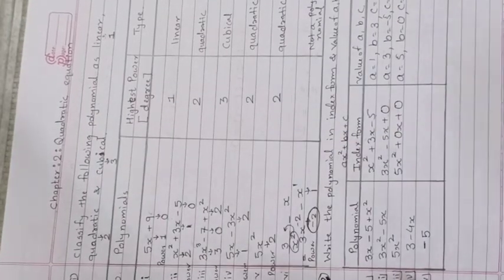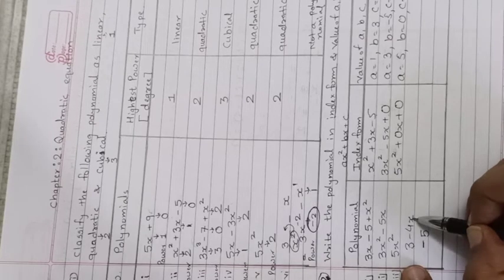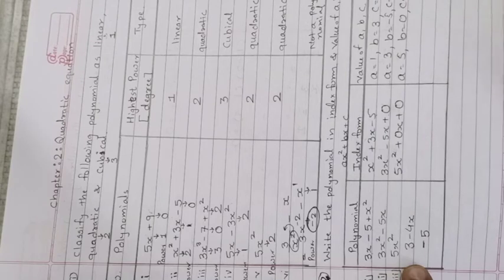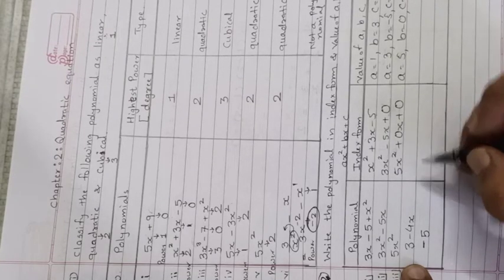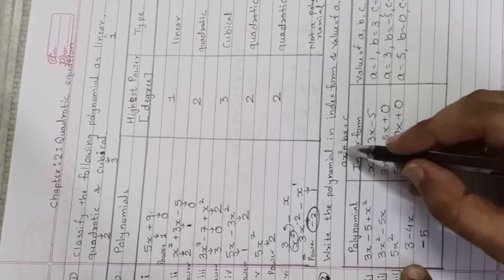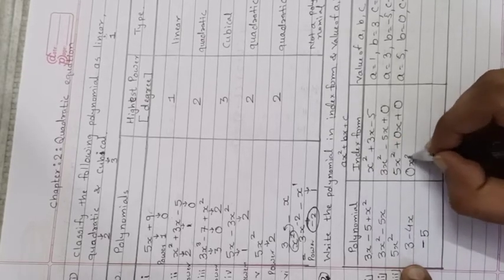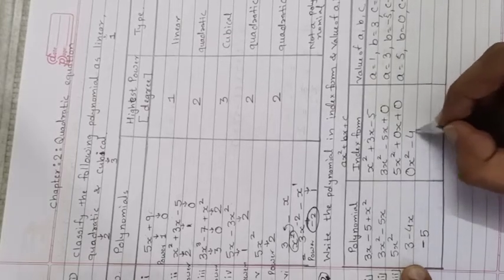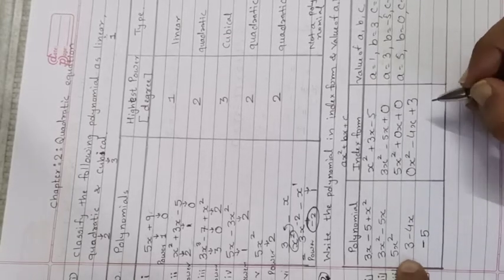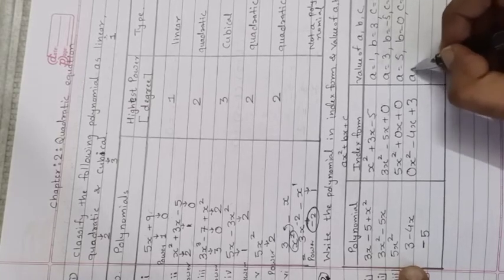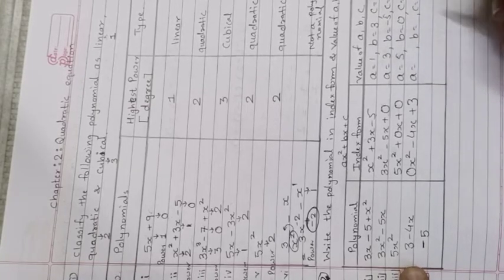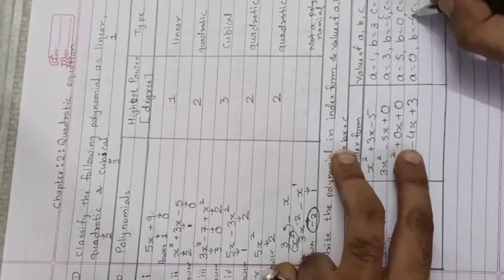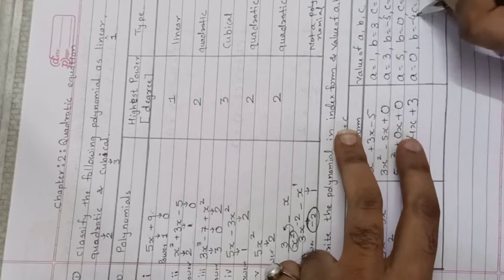Isn't it easy? The next one, 3 minus 4x. First we have to arrange it in index form. Index form means decreasing power of the variable. The highest should be x square, but x square is not there, so we have to write 0x square. Then x should come, which is minus 4x. And then the remaining number, plus 3. Now it's so easy. Can you guess a, b, and c? a would be 0, b would be minus 4, and c is 3.